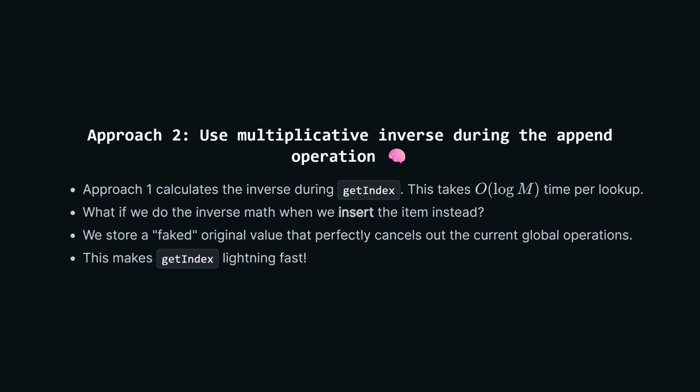Okay, now for the second method. The first one was great, but doing that complex inverse math every single time we look up an index can slow things down if we have a lot of lookups. This one uses a really neat trick. Instead of doing the hard work during the lookup, we do it when we append the item. We basically save a disguised version of our number. That way, lookups are completely instant.